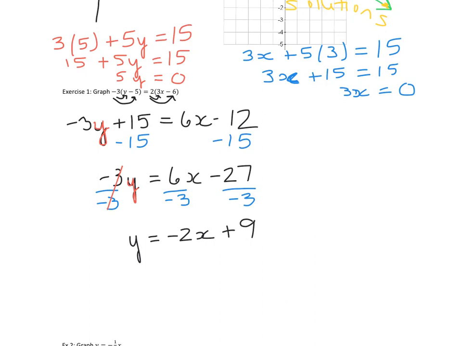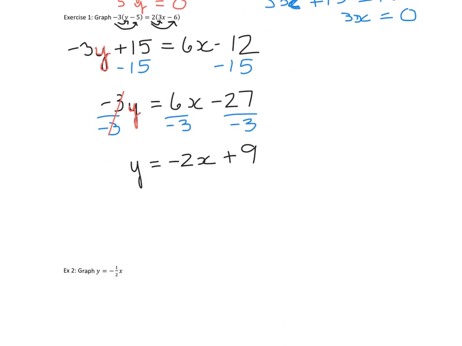All right, and then for now, we're just going to be doing our point plot method. So let's do a teeny tiny XY table. Hopefully you have more room than I do. And because y is already solved for, y equals negative 2x plus 9, I'm just going to plug in our x values. I'll just do maybe negative 1, 0, and 1. All right, so we plug in negative 1. Remember to do multiplication first. So this is going to be positive 2 plus 9 is 11.